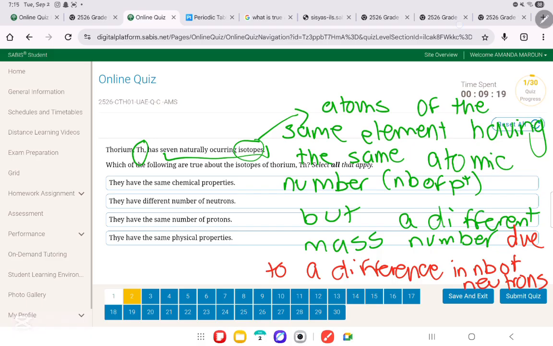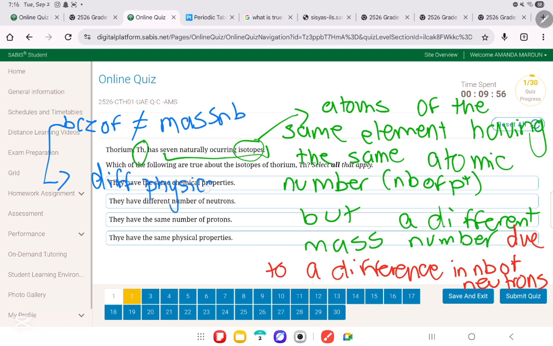Now, because of the different mass number, or due to the different mass number, we can know that they will have different physical properties. Why is that?